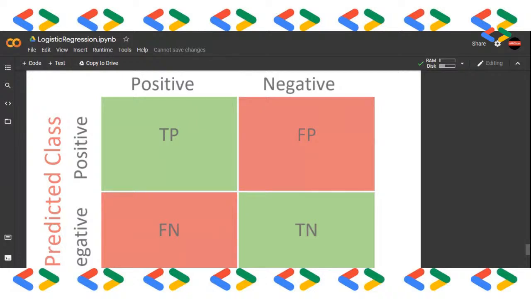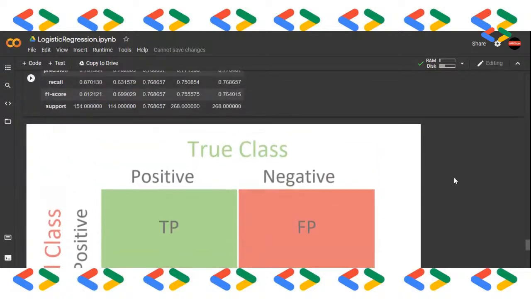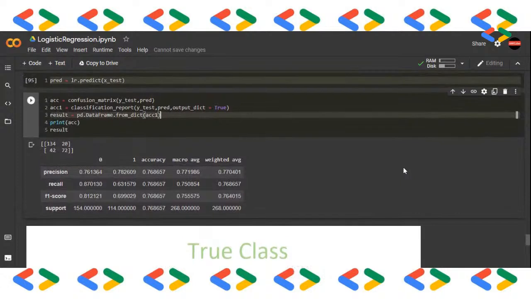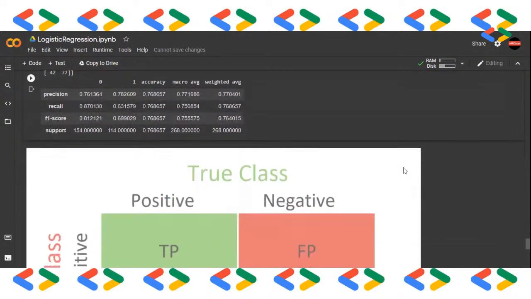And similarly, we have the F1 score, which is the weighted average of precision and recall. The best value that we can have is 1, and the worst value is 0. So F1 score is nothing but 2 into precision into recall upon precision plus recall. These are the metrics that you need to know and should go with when you are working on classification problems.